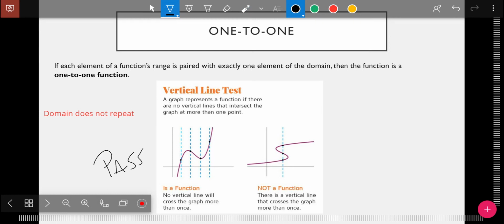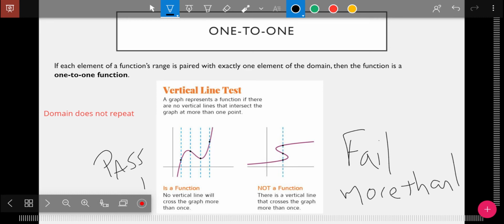Anywhere that you can draw a vertical line, it only crosses that graph one time. Here, I could draw a vertical line out here that would only hit it once, or out here that would only hit it once. But if at any point you could draw a vertical line that hits it more than once, then that's a fail. All right, and so pass is a one-to-one function. Fail is not a one-to-one function.